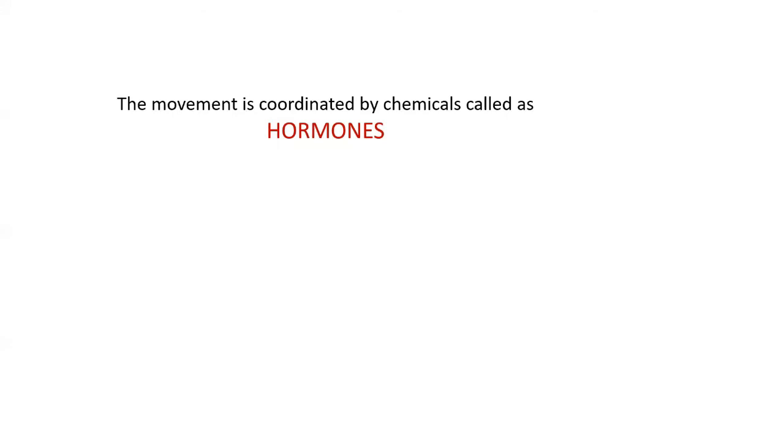Let me spell it for you. It is phyto, and then the normal spelling of hormones. Okay, so the spelling is phytohormones. Or it can be called plant growth regulators. It is called plant growth regulators.